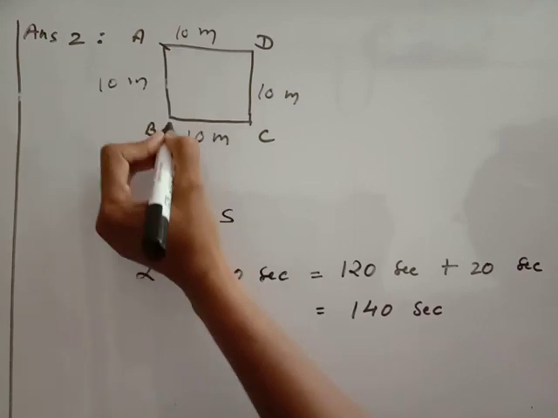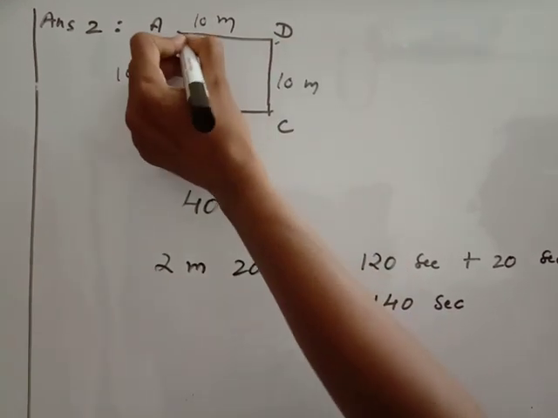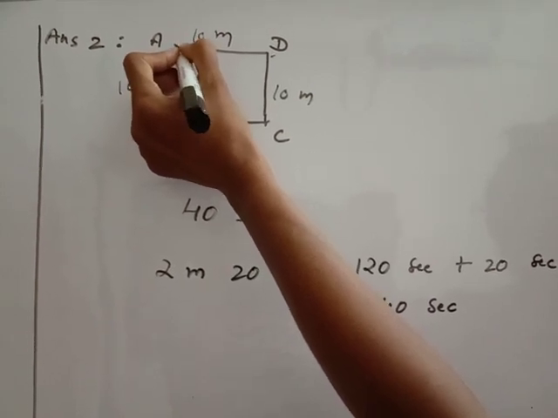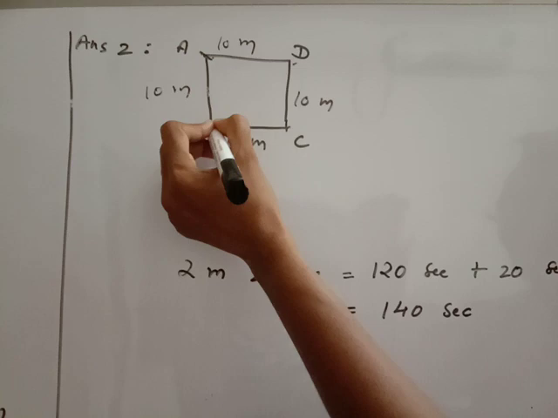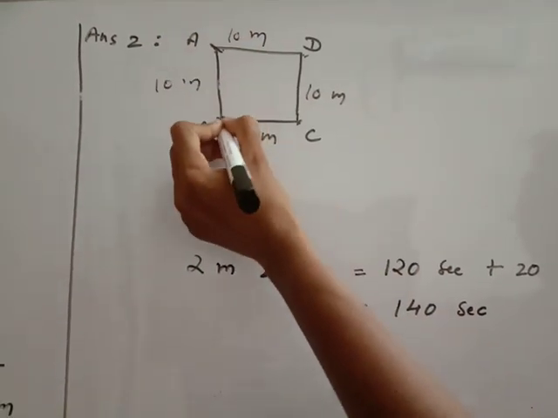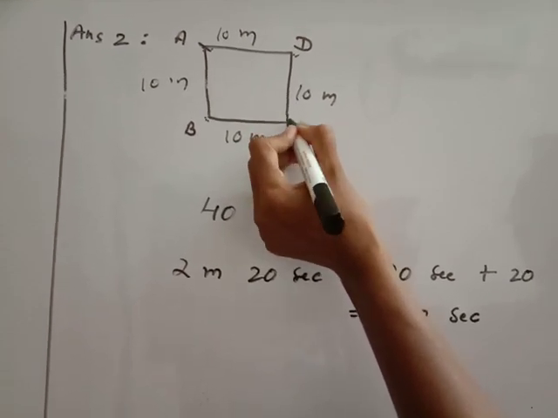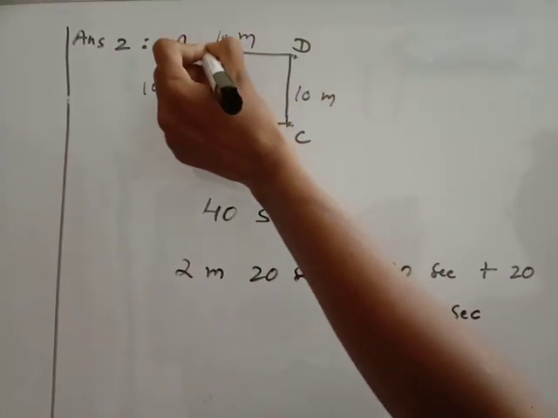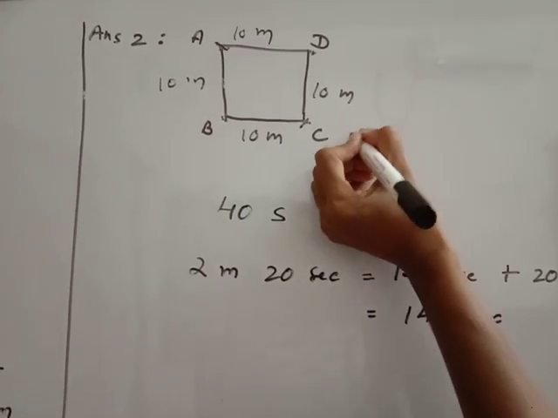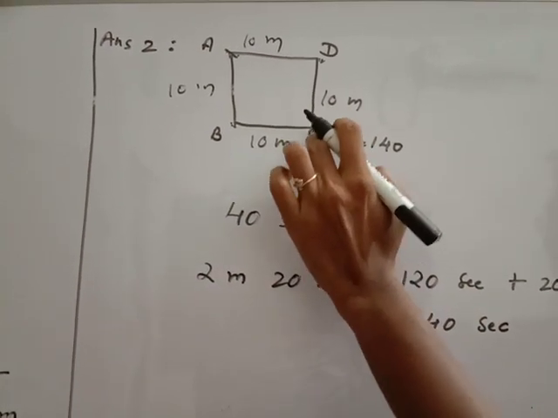So let us find out at which point the farmer will be at 140 seconds. At 10 seconds, B, 20, 30, 40, again at A. At 40 seconds he will be back at A. Now 50, 60, 70, 80, 90, 100. So at 100 seconds, he will be at C. 110, 120, 130, 140. That means at 140 seconds, he will be at C.